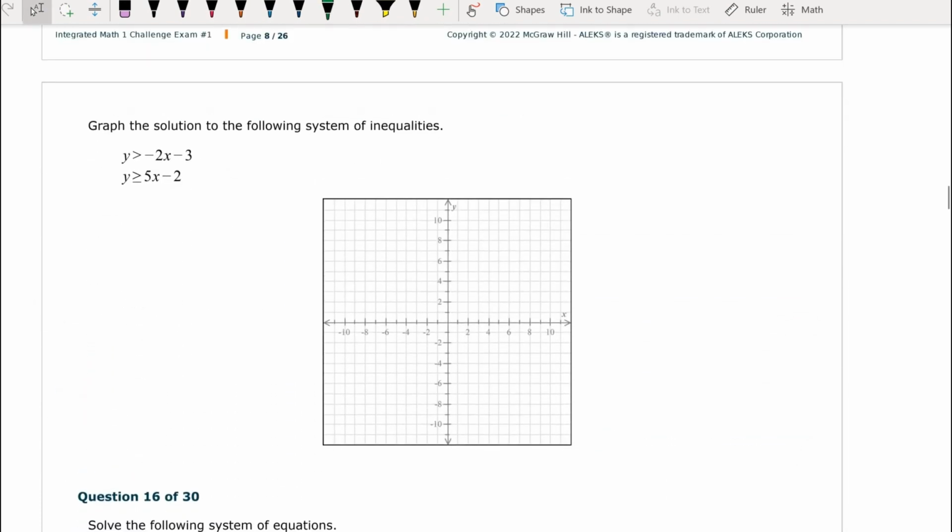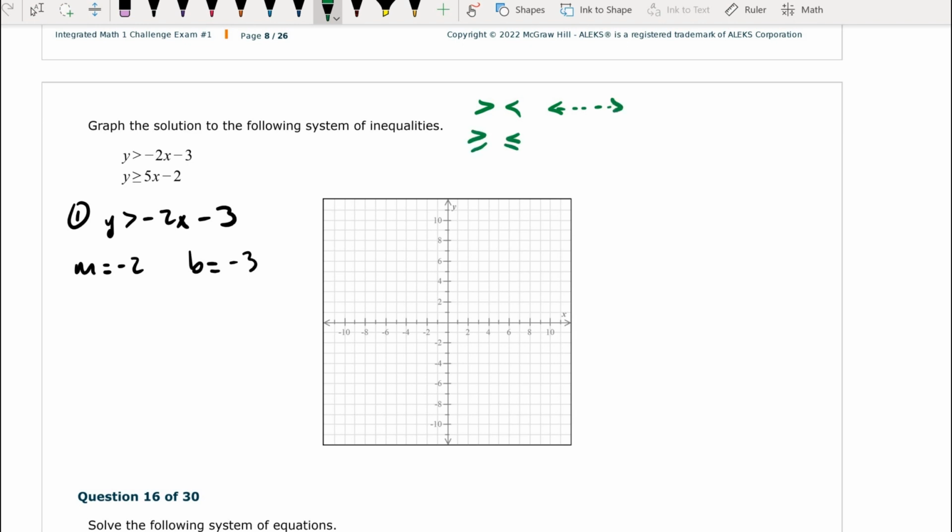Alright, problem number 15. We're going to graph these two inequalities. First inequality, y greater than negative 2x minus 3. So m is negative 2, b is negative 3. You also need to know that if it's greater than or less than, you will use a dotted line. If it's greater than or equal to or less than or equal to, you will use a solid line. So in this case, this will be a dotted line. And you have to use a test point to find out where to shade.